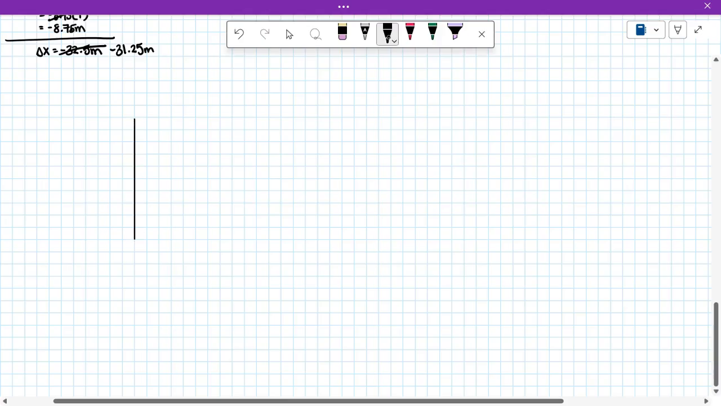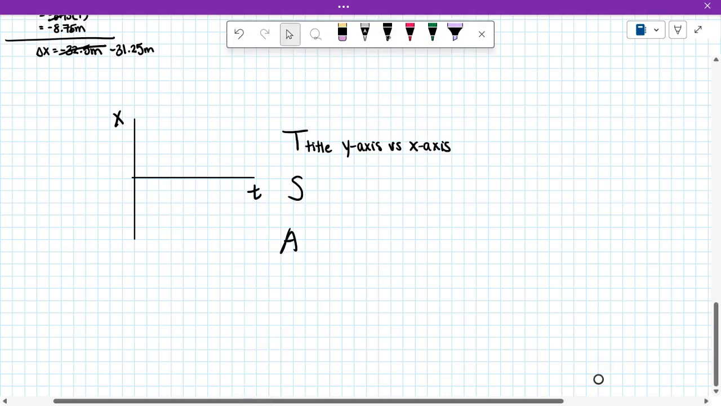So I say that in physics, all graphs should be TSA approved. So T stands for title, right? In general, y-axis versus x-axis. So for a position versus time graph, that would be position versus time.